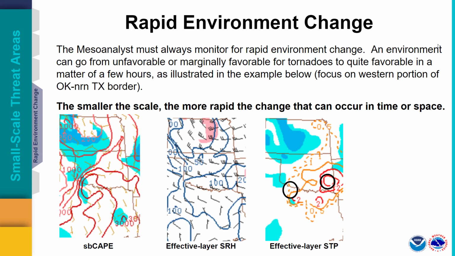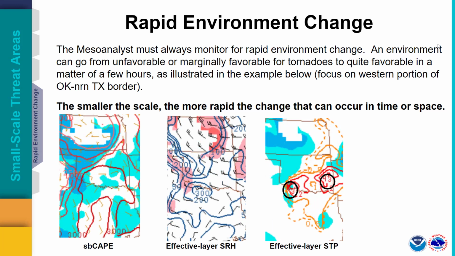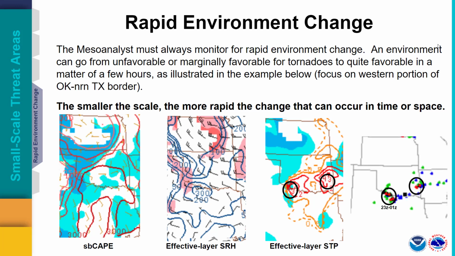For the example below, focus on the western portion of the Oklahoma-North Texas border, which is highlighted by a black oval. Note the rapid increase in the significant tornado parameter in an area where we have favorable overlap of low-level shear and instability that occurs over just a few hours. It also occurs in southeastern Oklahoma. In both areas, we end up with high-end severe weather, including tornadoes.